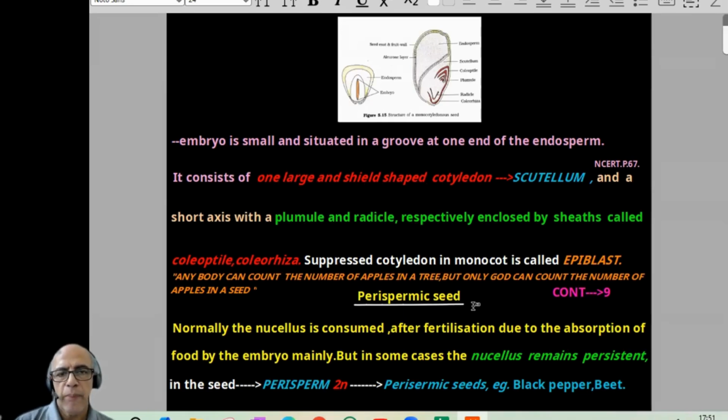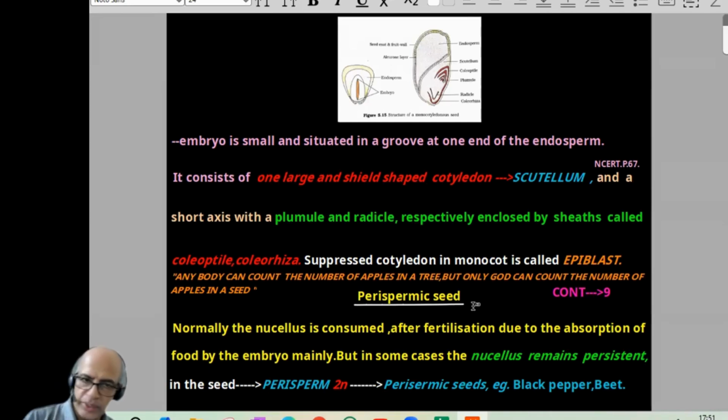So what is meant by perisperm? Perisperm is connected with the nucellus. Nucellus is diploid, so perisperm is also diploid. Endosperm in angiosperm is triploid. Endosperm in gymnosperm is haploid. So perisperm is diploid, endosperm in angiosperm is triploid, etc.